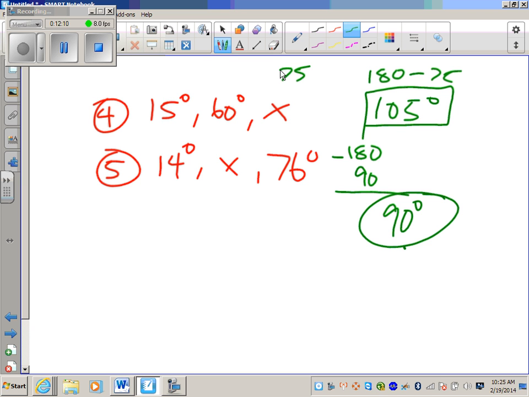Do you want to try any more? All right. Number 10: classify the triangle by its sides. By its angles it's right, and by its sides, it's scalene because none of them are the same. Number 11: isosceles and acute.